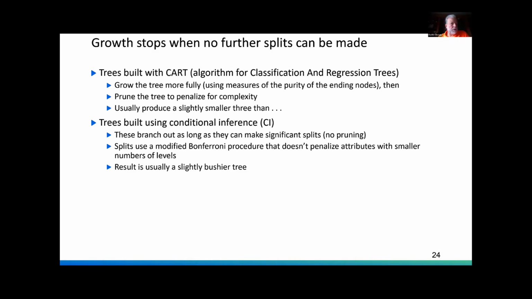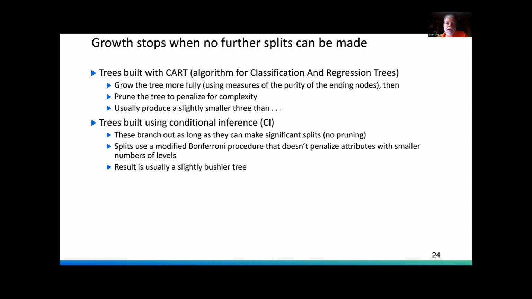Trees, there's 2 main ways to build these trees. One uses an algorithm called classification and regression trees, or CART. It grows the tree fully out, as far as it can, and then it prunes it back. And in my experience, this pruning process adds a complexity parameter, and when trees get too complicated or too branchy, it prunes them back and says, look, the additional explanation isn't worth the additional complexity, don't do that.